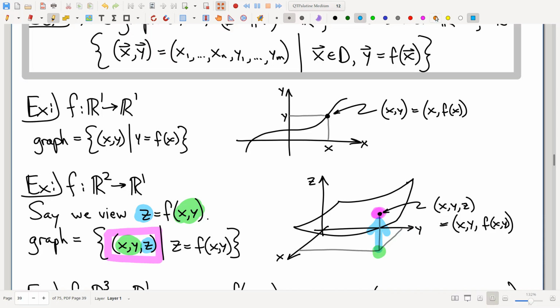Okay, so again, the graph is what you get when you look at all possible inputs and go through this process. Look at all the inputs, look at all the corresponding outputs, smash those inputs and outputs together to make a point, in this case in 3 dimensions, and then look at all of those points.